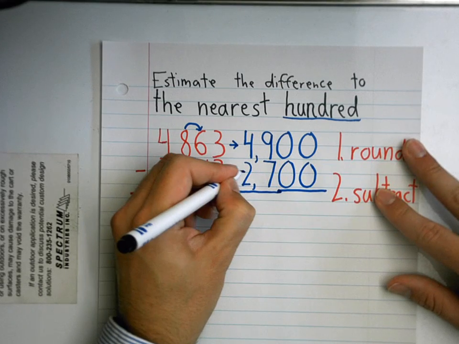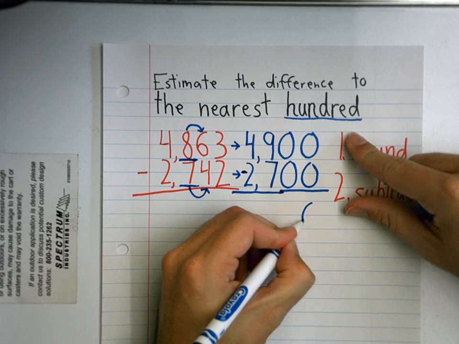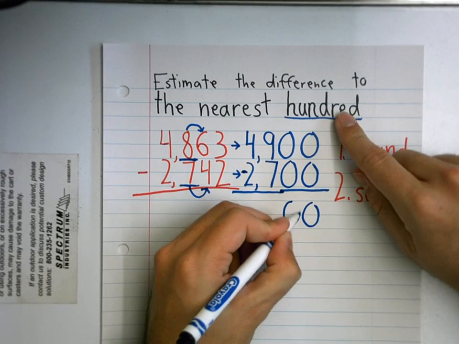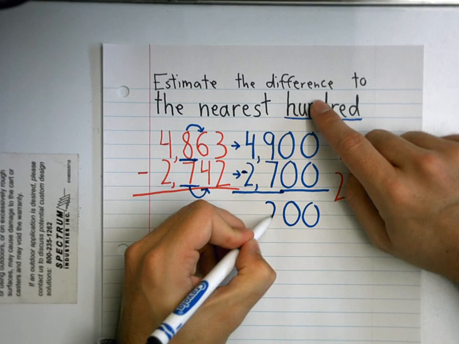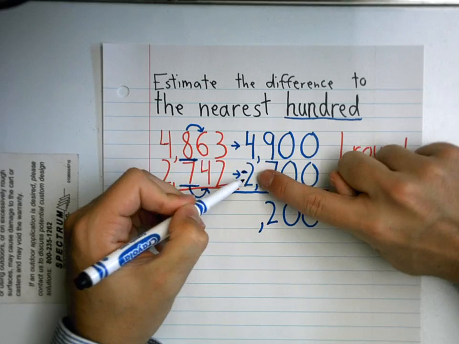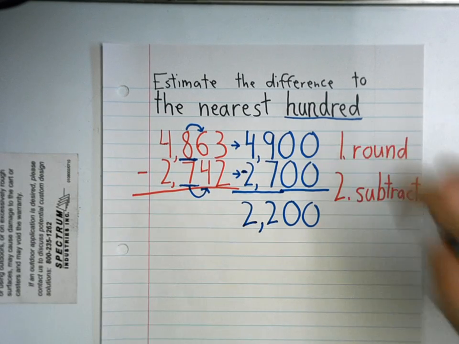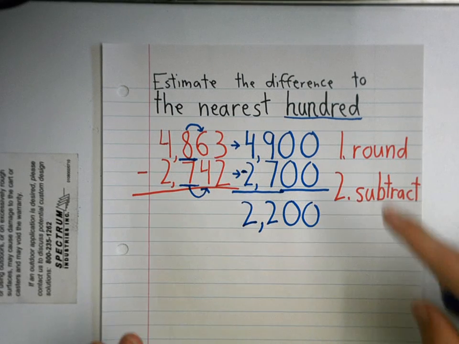Put my subtraction sign right there. 0 take away 0 is 0. 0 take away 0 is 0. 9 take away 7 is 2. Got my comma. 4 take away 2 is 2. Okay? Now that's what happens if it is to the nearest 100.